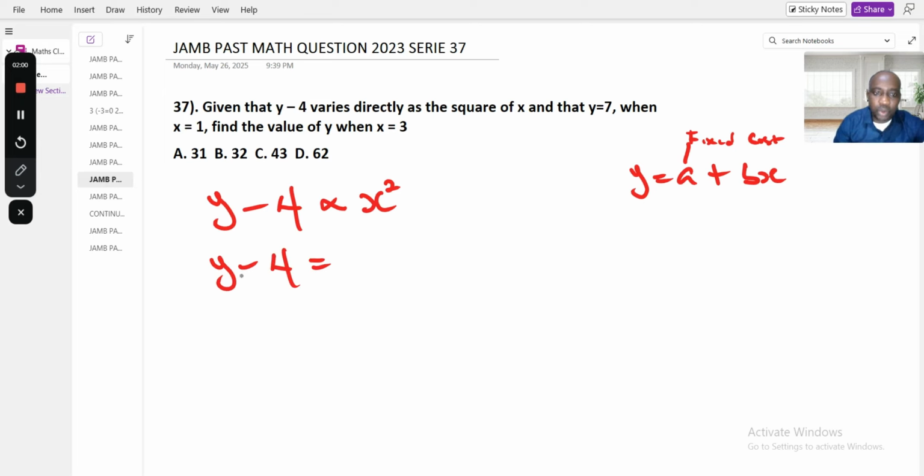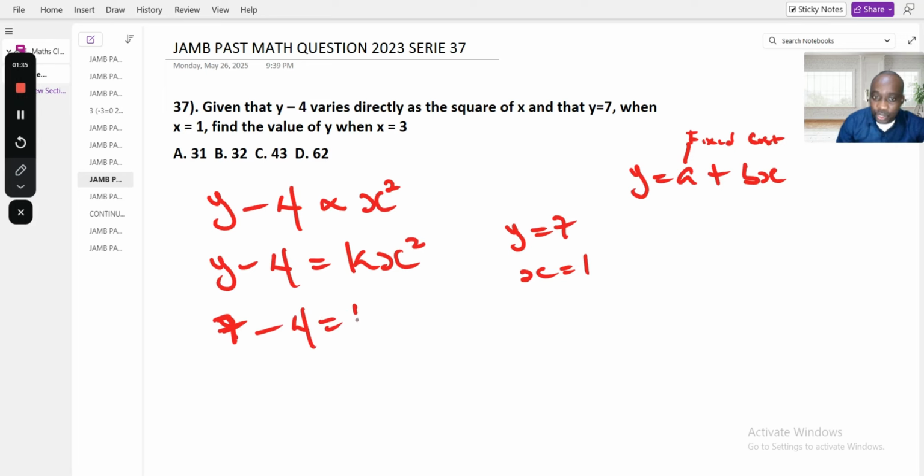y minus 4 equals kx squared. Our k is constant. What is our y? The question says our y is 7, and x is 1. Let me just write 7 minus 4 equals k, we don't know the k, times x, our x is 1, power 2. 7 minus 4 is 3. What is k? 1 times 1 is 1, 1 times k is k. Therefore, our final answer for k is 3.